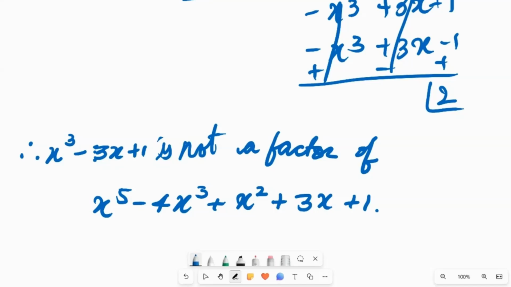And if you do not get 0 and get another number like 2, then g of x is not a factor of p of x.